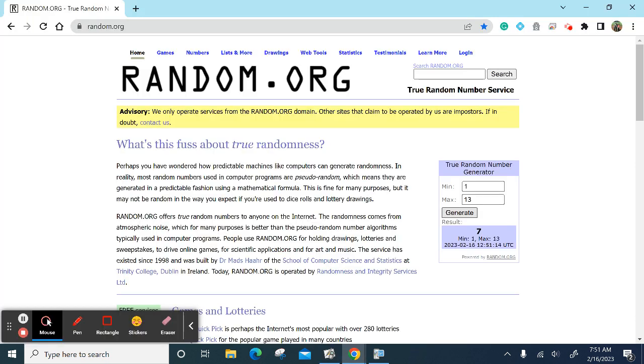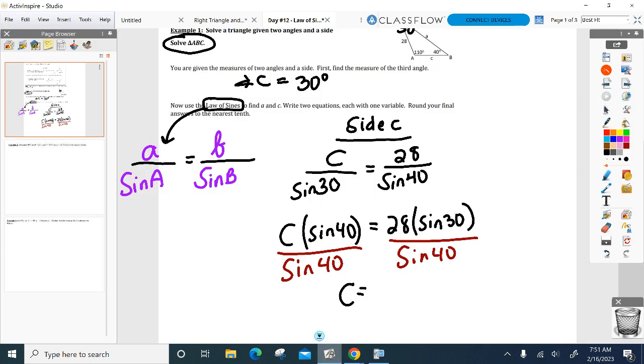So for angle C, nearest tenth, what are you getting here? 21.8. Yeah, there we go. Good work, 21.8. Whoa, we didn't solve this triangle yet. What do we still have to find? Side A, right? We still have to find side A.